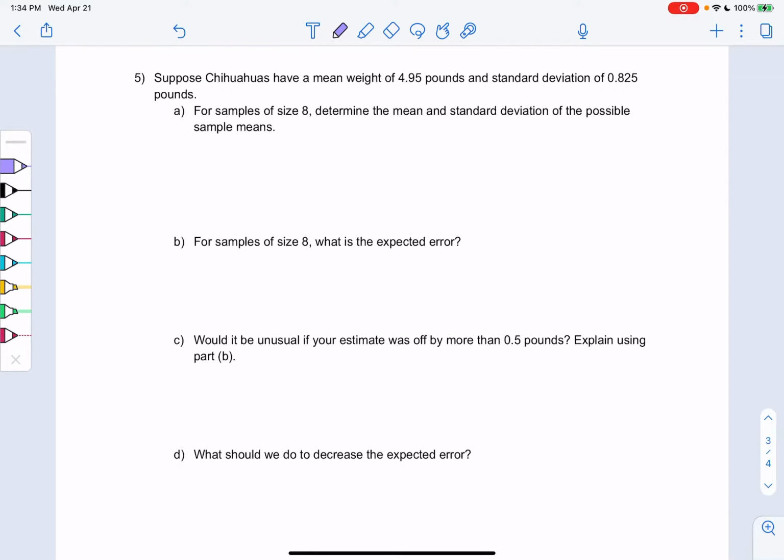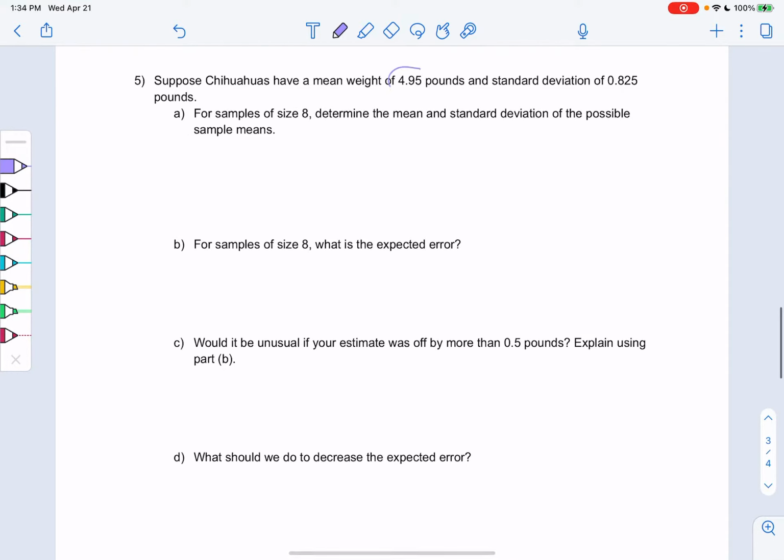So suppose Chihuahuas have a mean weight of 4.95 pounds, so mu is 4.95, and a standard deviation of 0.825. So that's our sigma. Now we're going to look at samples. We're going to do the sample distributions of size 8. And we want to find the mean and standard deviation of the sample means.